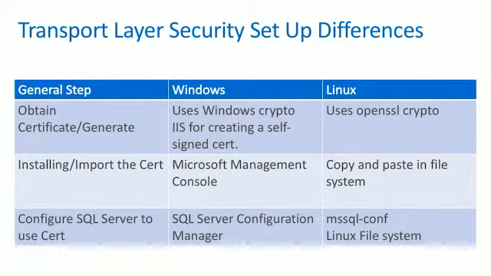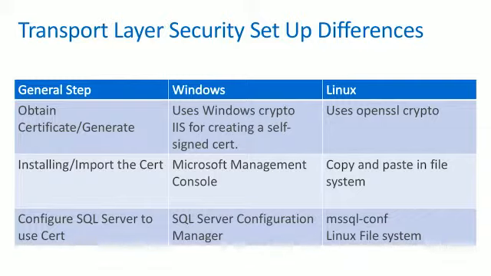All right. So, Transport Layer Security differences. Here we're just going to walk through some of the general steps and then point out some of the differences between Windows and Linux. The first general step to setting up TLS is to obtain a certificate or to generate one. On Windows, this is typically done by using IIS to generate a self-signed cert, usually for development and testing purposes, which underlying uses Windows. There are also a bunch of other tools that could be used to generate one of these certs.